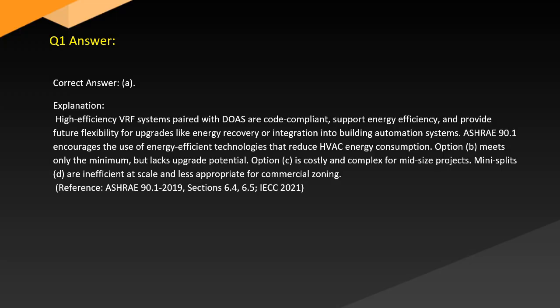Option B meets only the minimum, but lacks upgrade potential. Option C is costly and complex for mid-sized projects. Mini-splits, D, are inefficient at scale and less appropriate for commercial zoning. Reference: ASHRAE 90.1, 2019, sections 6.4, 6.5; IECC 2021.